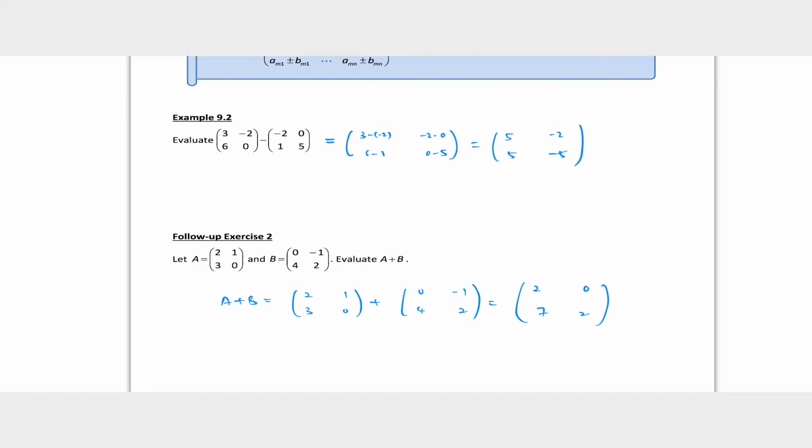So add the corresponding elements together, and then you can find the value. 0 plus 2 is 2, 1 plus negative 1 is 0, and then 7, and the last one is 2. Next page.